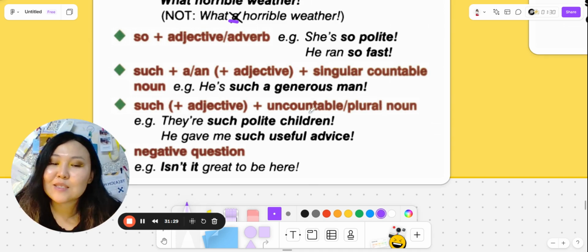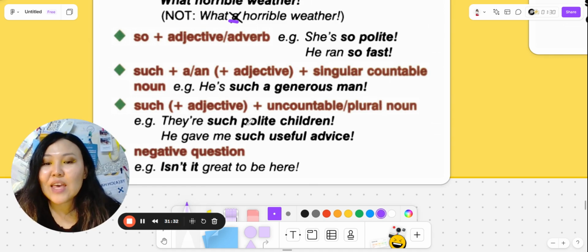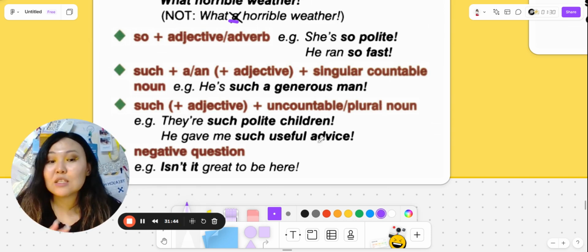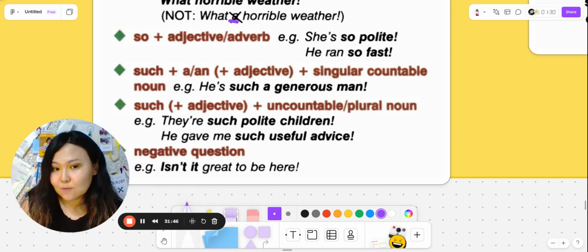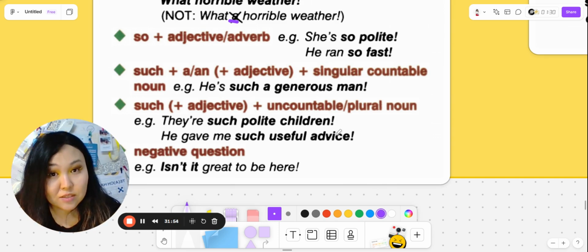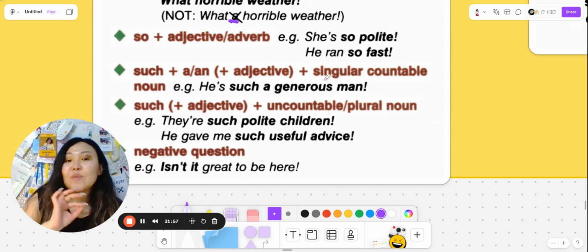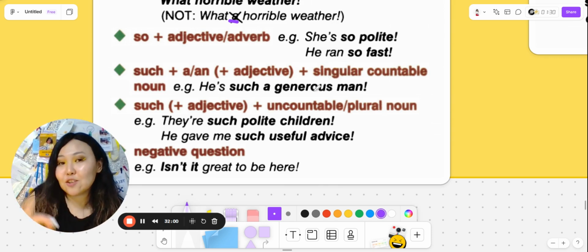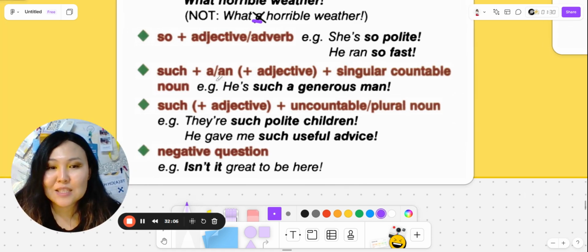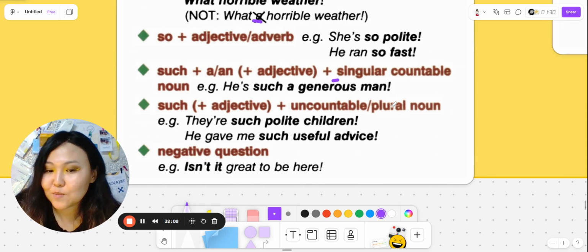Such plus adjective plus uncountable or plural noun. They are such polite children. We are not putting anything because children, many ones. He gave me such useful advice. Again, advice is uncountable. That's why we are not putting a or an before it. If you want to say that it is one, you can use a piece. So he gave me such a good piece of advice. A good piece of advice. Yeah, it'll be this one because it's singular countable.